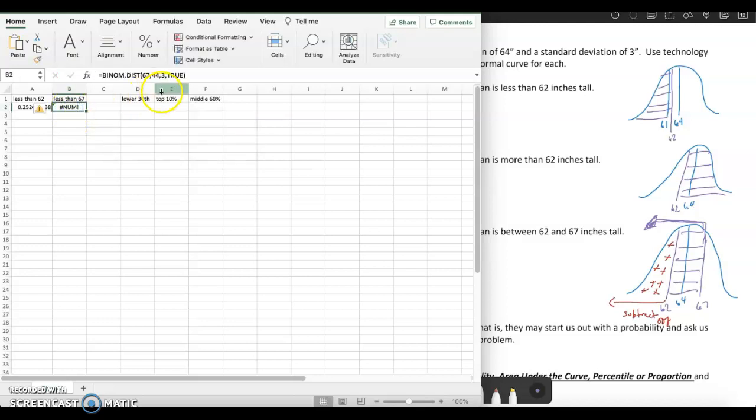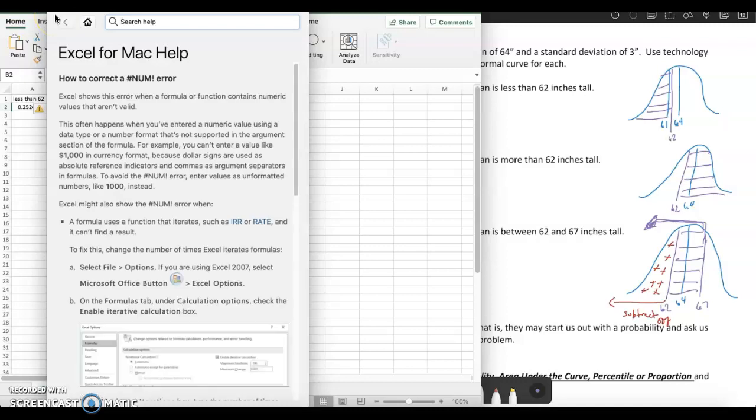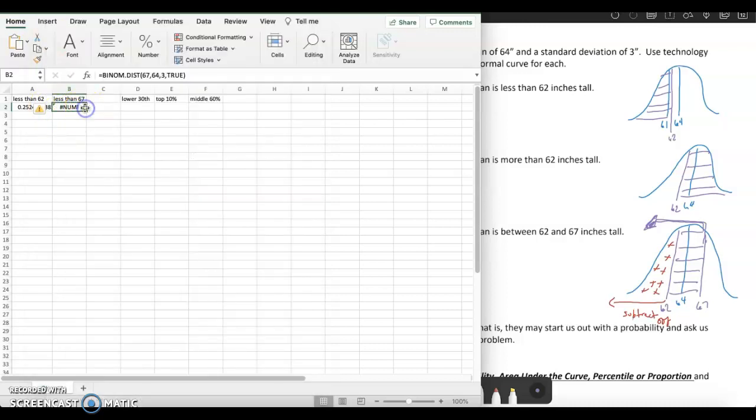Oops, what did I type in correctly? I typed that in incorrectly. What is it telling me? Let's see if I can get some help. What am I typing in incorrectly here? That's not helpful. Let me just start over again. I can't see what I've typed in incorrectly. Let me just clear this out.